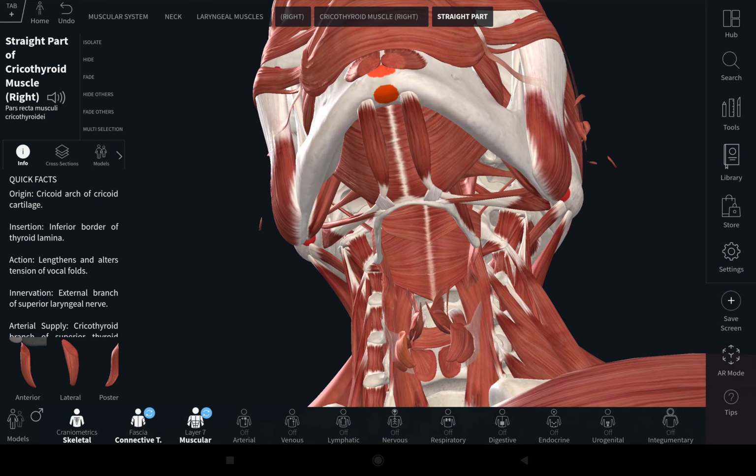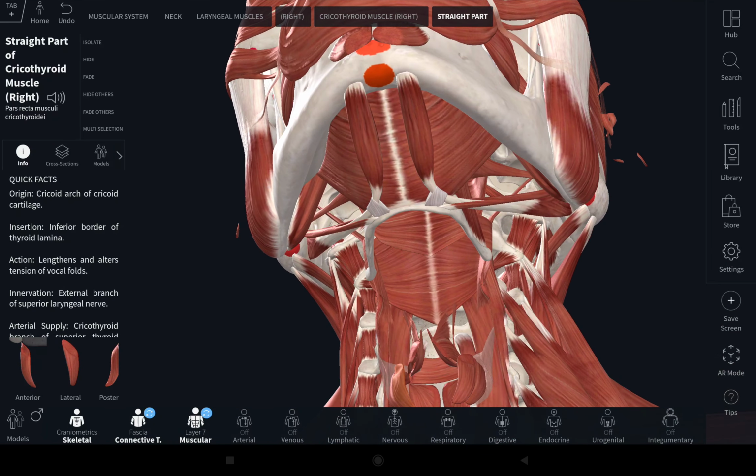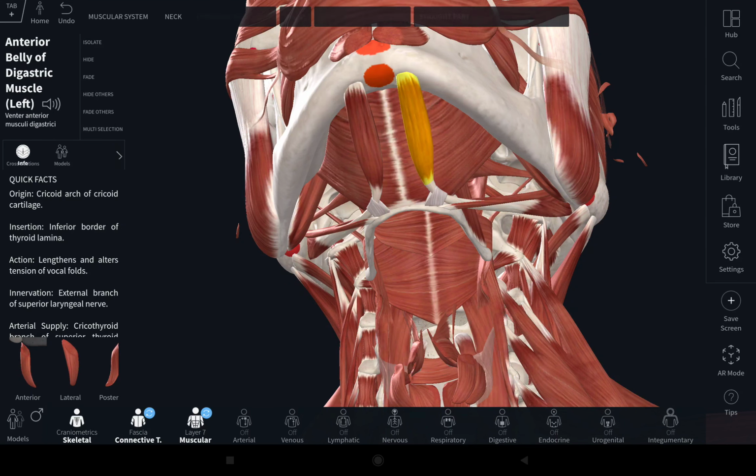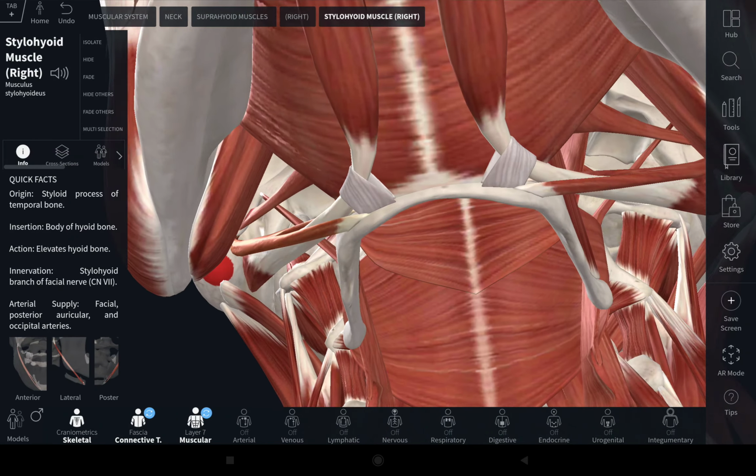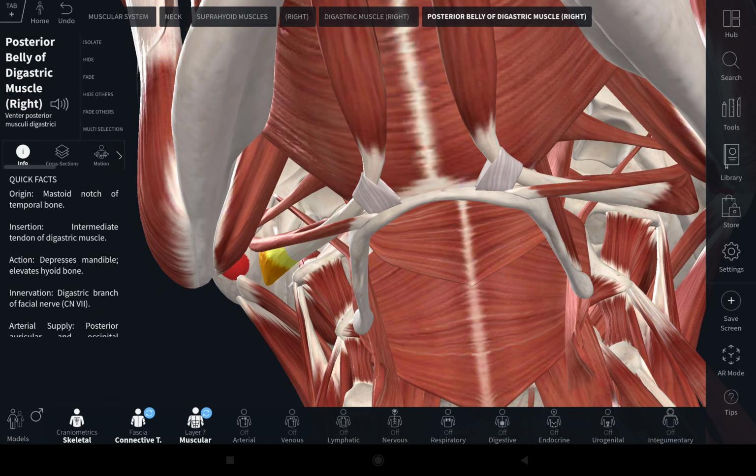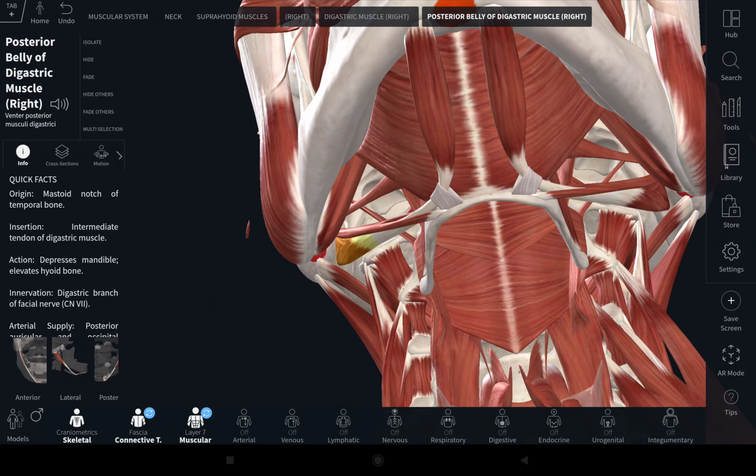Below your jaw there are several muscles. This is the anterior belly of digastric muscle, and this is the posterior belly of digastric muscle.